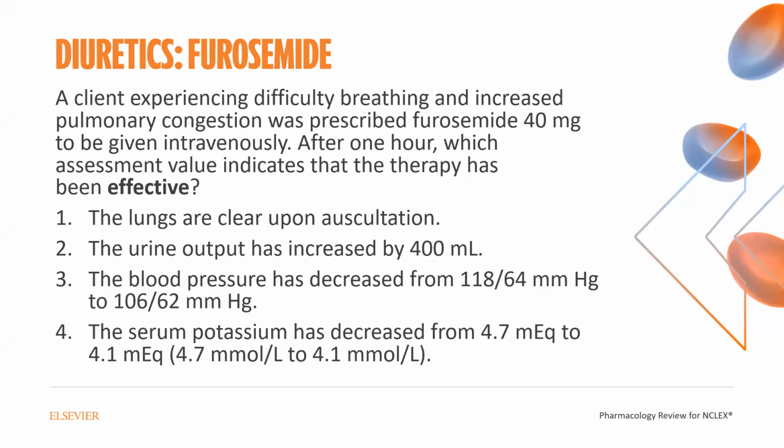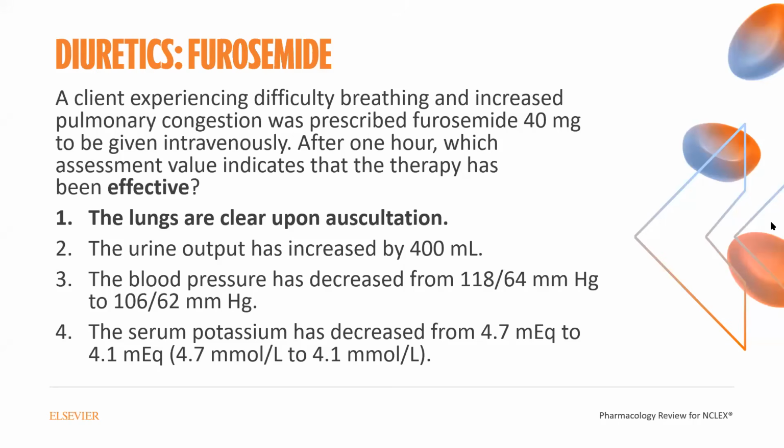All right, so 71% chose the correct option, which is option number 1. The lungs are clear upon auscultation. So furosemide is the generic name for Lasix, and it's a potassium wasting diuretic. In this situation, furosemide was given because the client was experiencing difficulty breathing and increased pulmonary congestion. So although all of the notations in the options may occur, option 1 is the reason that the furosemide was administered. Remember that when a diuretic is administered, urine output will increase.